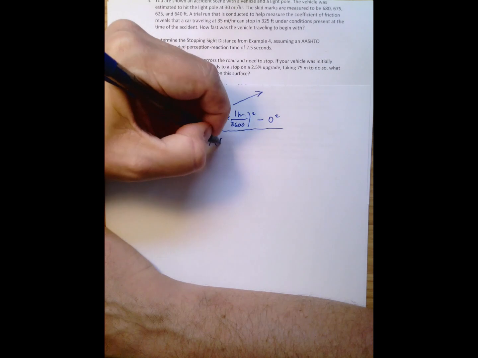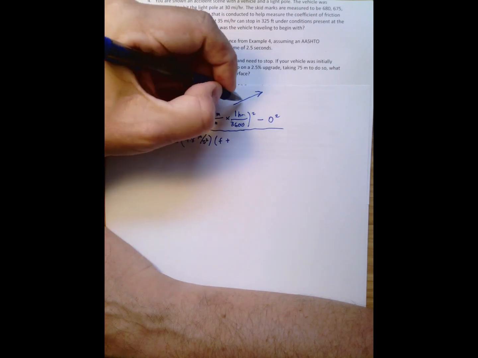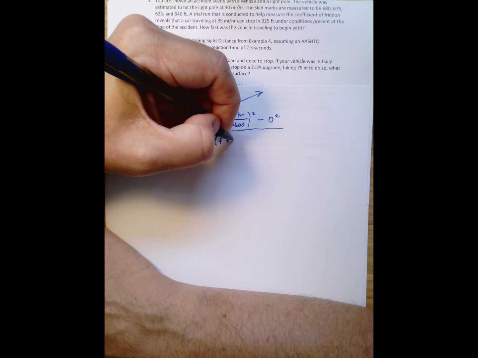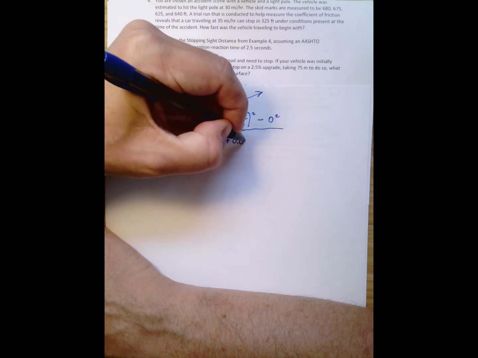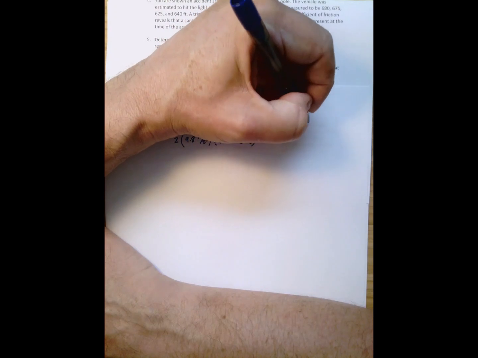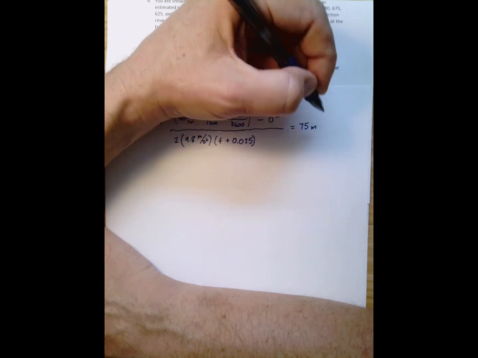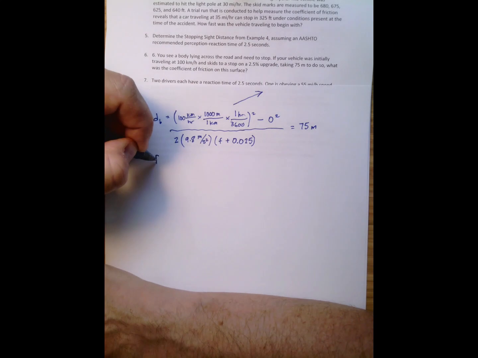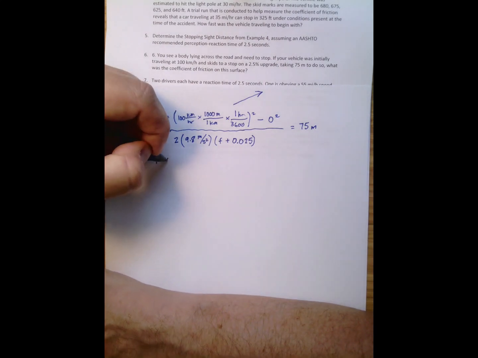Then we're looking for f, and then this is a plus 2.5%, so you divide 2.5 by 100, and we have a plus 0.025 in the denominator. And we know that the braking distance actually accomplished was 75 meters. So we can simplify this. I'm skipping a few steps.